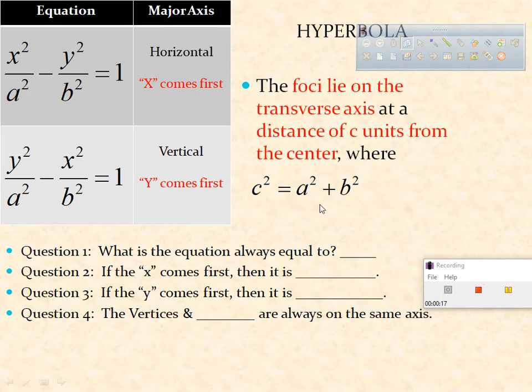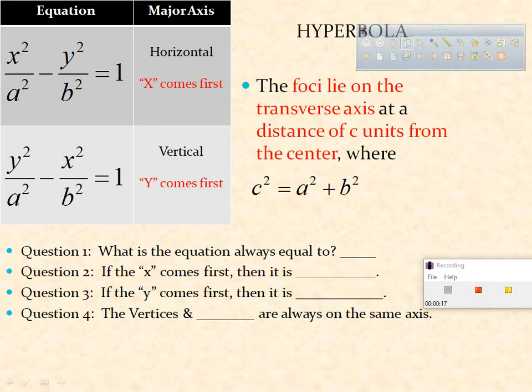If you did not write down the foci formula for hyperbola, here's your chance to write it down. It's c squared equals a squared plus b squared. Just like we talked about a second ago, whenever you see that minus sign, like Cole just said, that lets me know it's a hyperbola. It is equal to 1, like Laura said. That's crucial also. And then notice that the x squared and the y squared, both of those are squared. So just a quick review. What is the equation always equal to? It's always got to be equal to 1.